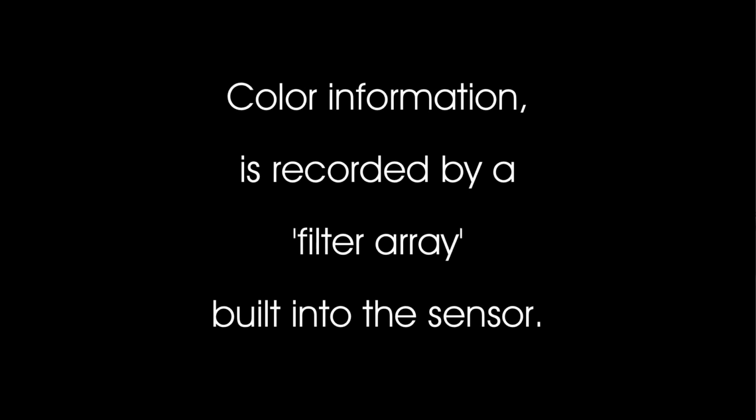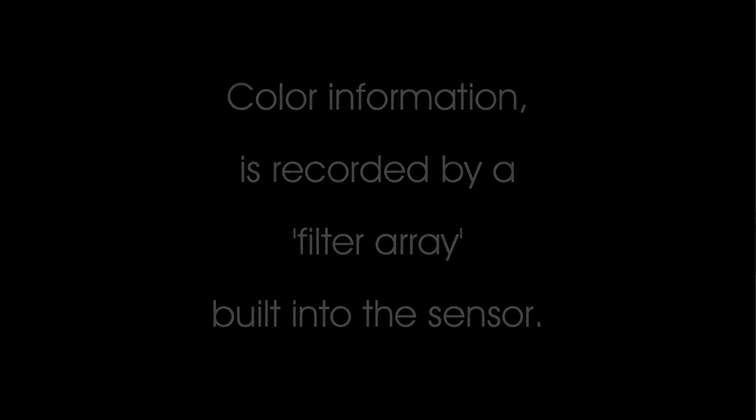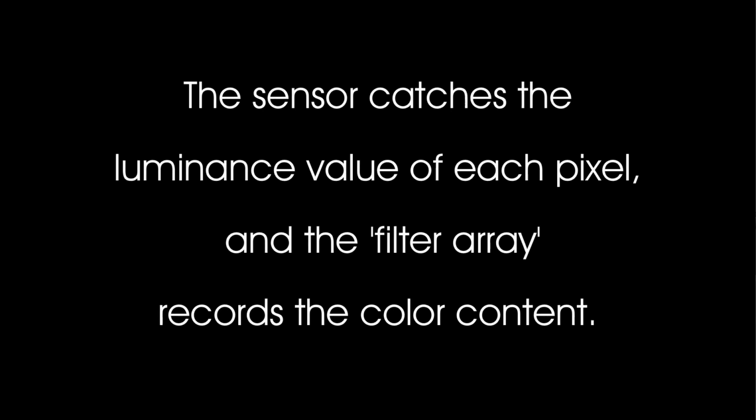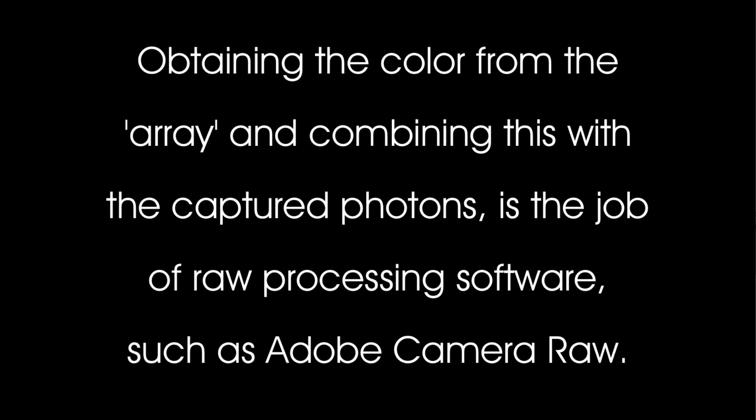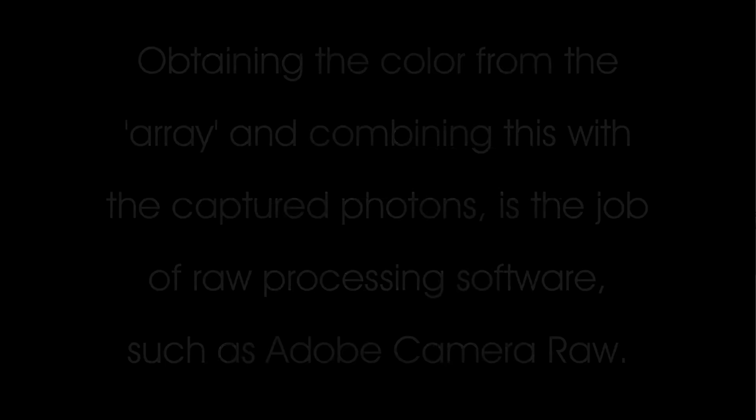The color information from the scene is captured and recorded by an array of color filters that are built into the sensor. The sensor catches the luminance value for each pixel, and the corresponding color characteristics are recorded by the color filter array. Obtaining the color from the array and combining this with the captured photons of light is the job of the RAW processing software, such as Adobe Camera Raw.